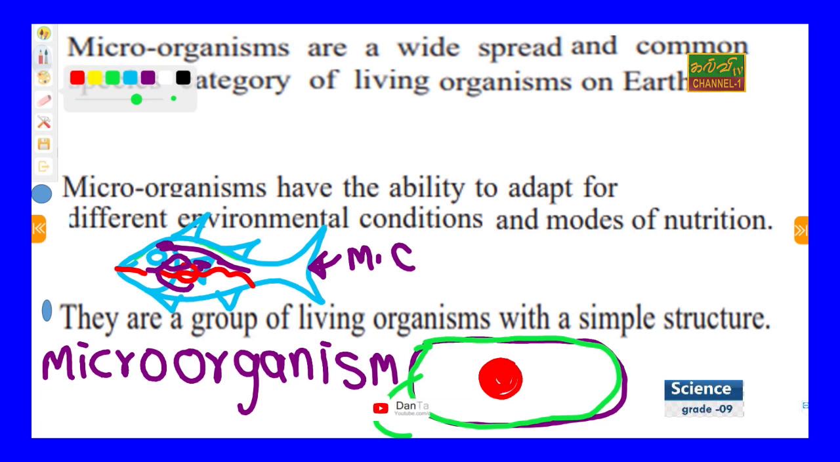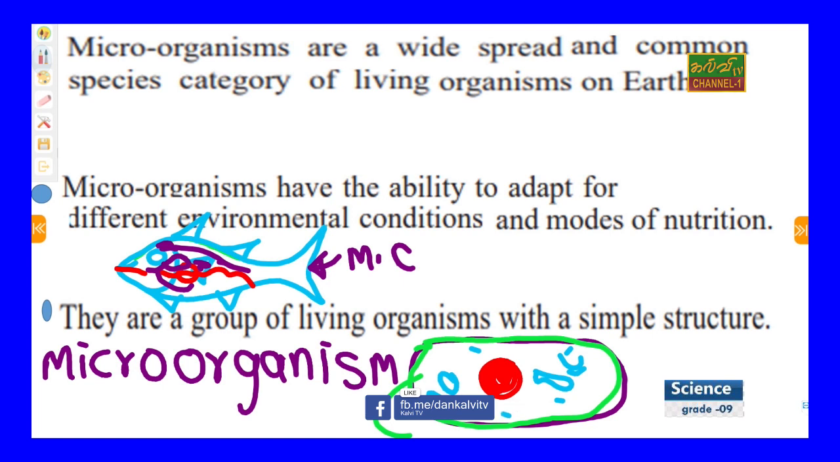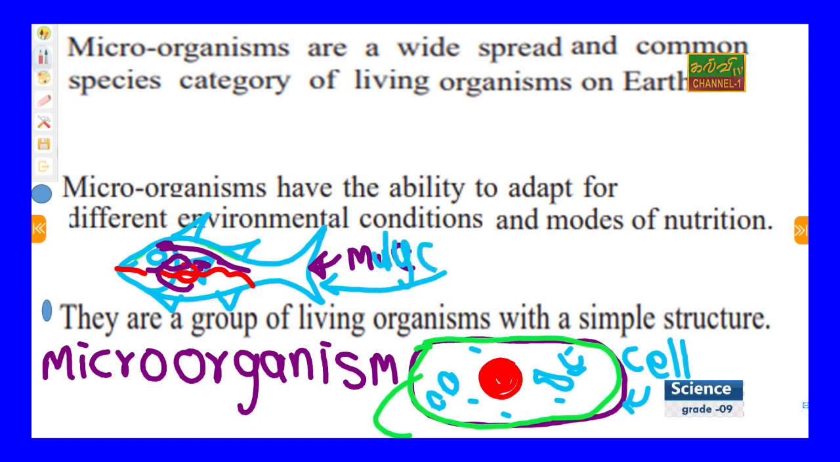Some kinds of cell organelles are there, like mitochondria, which you will study later. So simple structure means only one cell. One cell can survive in the environment. But a fish is a multicellular organism. The alga is a unicellular organism.